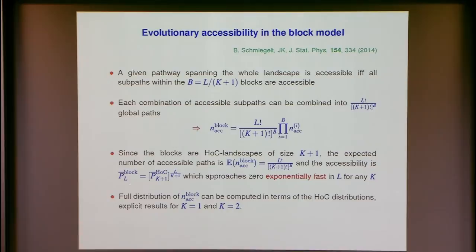At the same time, you can also calculate the accessibility, so the probability that you will find such a path is equal to the probability that you find it in the blocks to the power of the number of blocks. And since this is a number that, whatever it is, is between 0 and 1, you see that if you keep k fixed and you take L to infinity, the probability of finding these paths will go to 0. So this is a rather extreme case of the pathway statistics that I mentioned, which is that the expected number becomes very large, but the probability to find at least one path goes to 0. Which tells you that there are a few exceptional landscapes which are highly accessible, but most of them are not accessible at all.